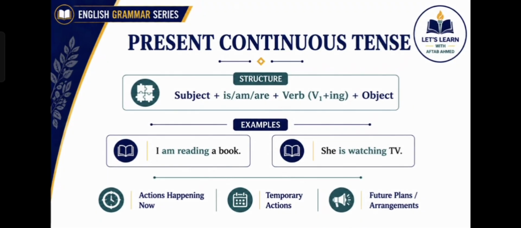Now let's move to actions that are happening at this very moment. This is where the present continuous tense comes in. Its structure is subject plus is, am, or are plus the ing form of the verb plus object. For example, "I am reading a book." "She is watching TV." We use this tense for actions happening now, temporary situations, and planned future arrangements.